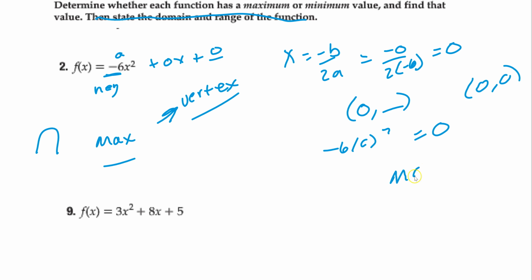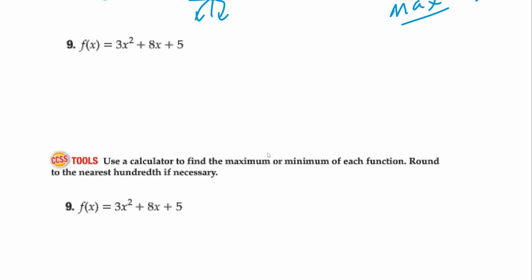So my max is just 0, the y value, which you kind of know already. We should know this graph. That graph is a parabola that starts right here and opens down. It's a negative, so it opens down. It has a vertical stretch of 6. So there's that one. Let's look at the next one.